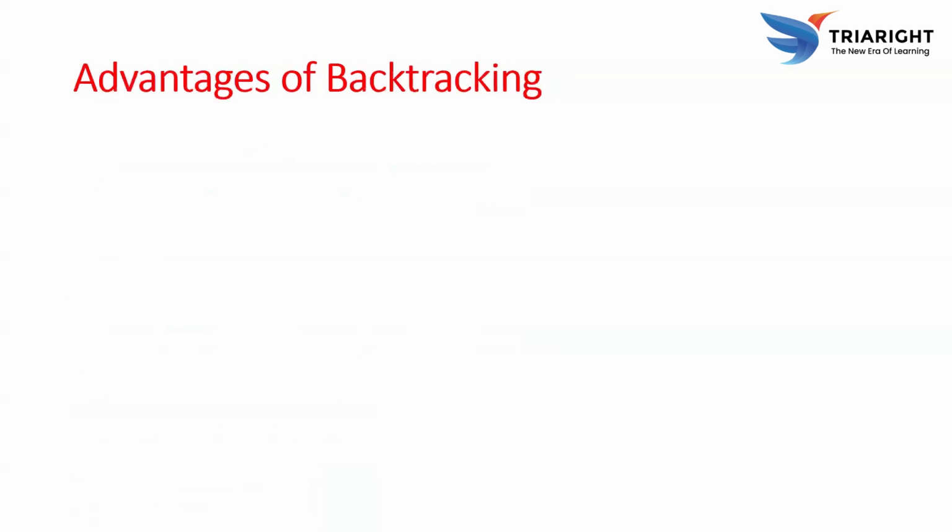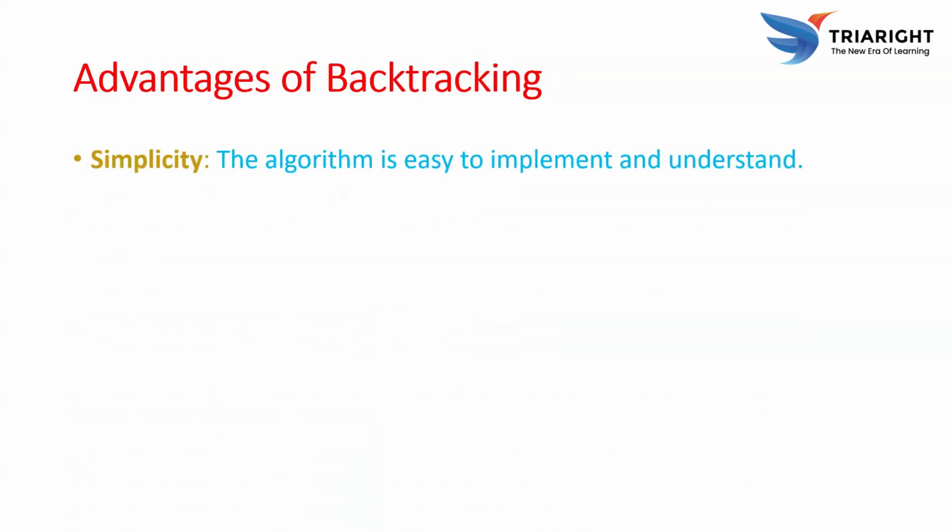So now we have the advantages of backtracking. First, simplicity. The algorithm is easy to implement and understand, right? It is close to human reasoning in nature. Backtracking makes understanding and basic implementation quite straightforward. It mimics a systematic trial and error approach, right?